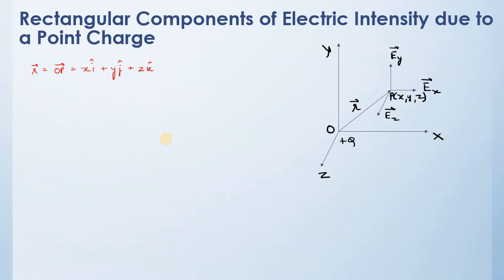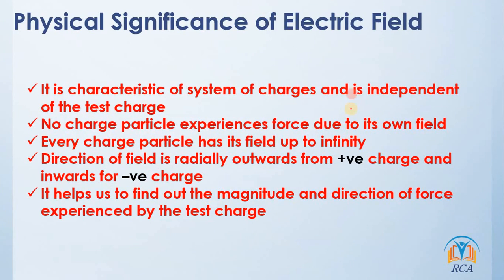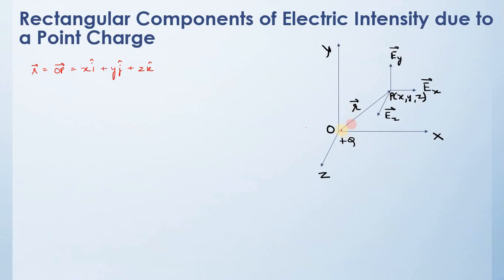We have the rectangular components of an electric field intensity due to a point charge. So we have considered a test charge at point P here, and the source charge obviously is kept at point Q. Oh, I'm so sorry, I just lost that slide. Okay, so it is kept at point O right now, and the source charge is plus Q, and we have to calculate the electric field intensity at point P.